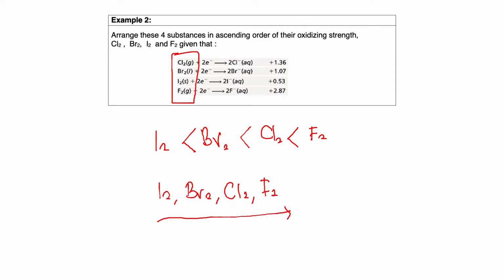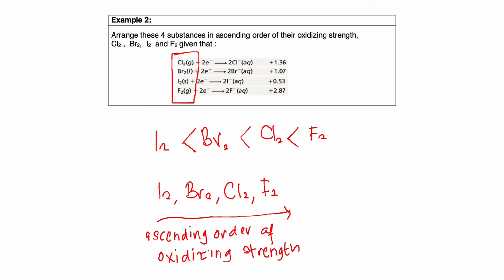Okay, if you are using comma, you have to write the arrow. So here, you can write ascending order of oxidizing strength. Okay, to make it easy, you can just write down this. Write them back. All right, there you go.